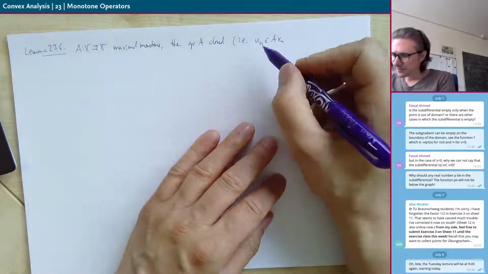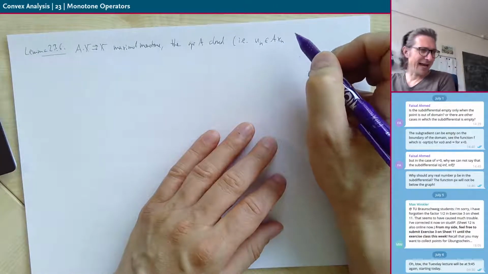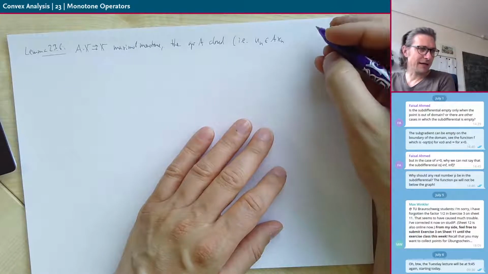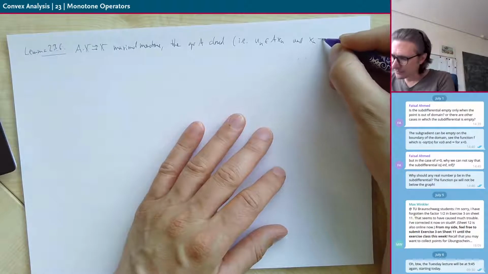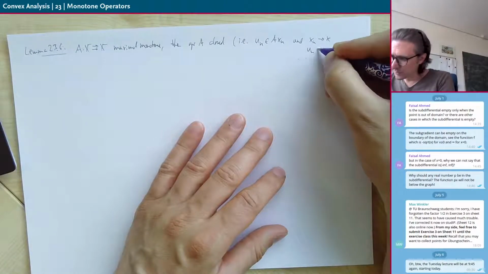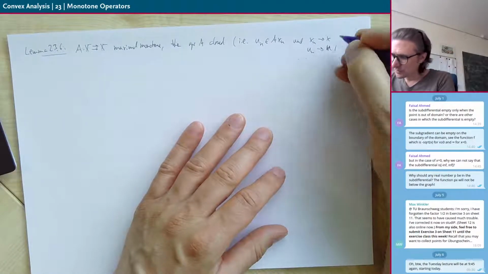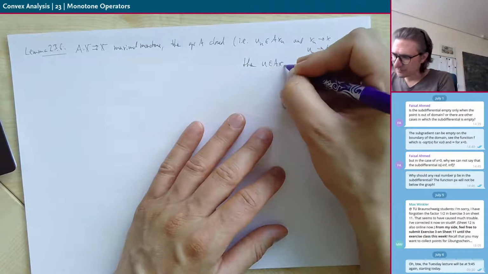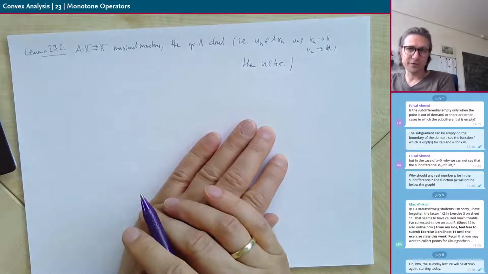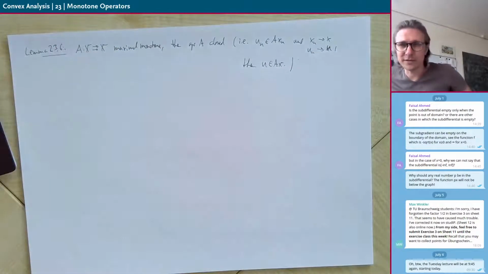But if you have a sequence of un in the images of x under A, and you have that xn converges to x and also un converges to u, then you can conclude that u is also in A of x. So there's closedness of the graph, and you know closedness of the graph also from linear operators probably.